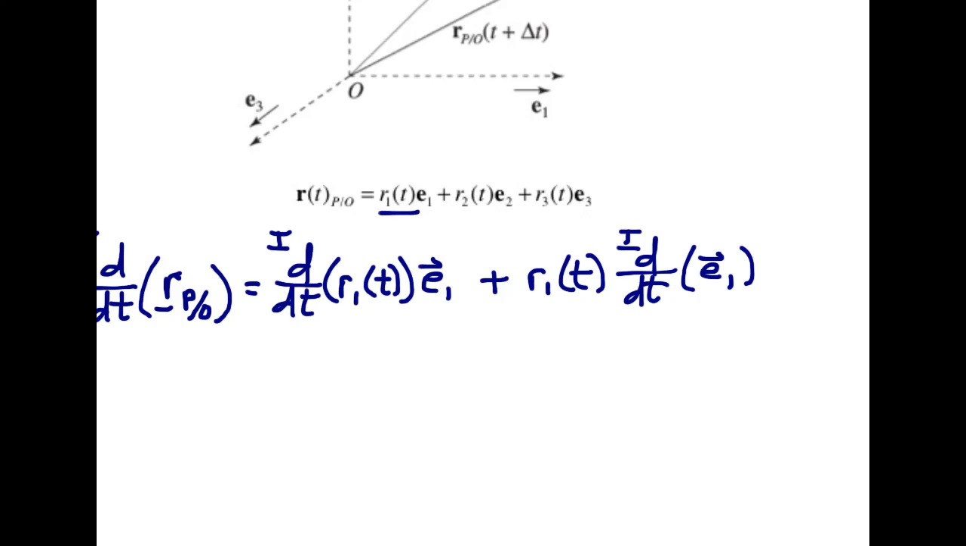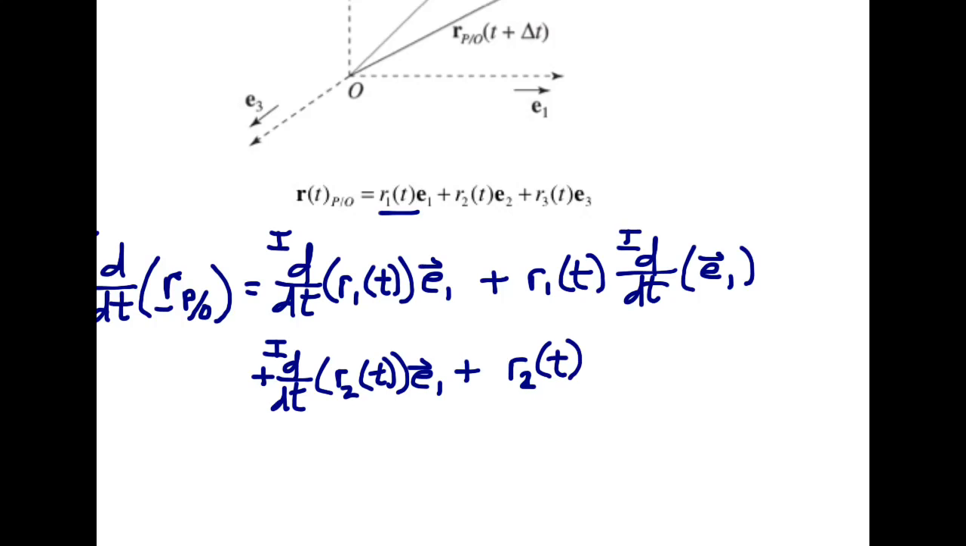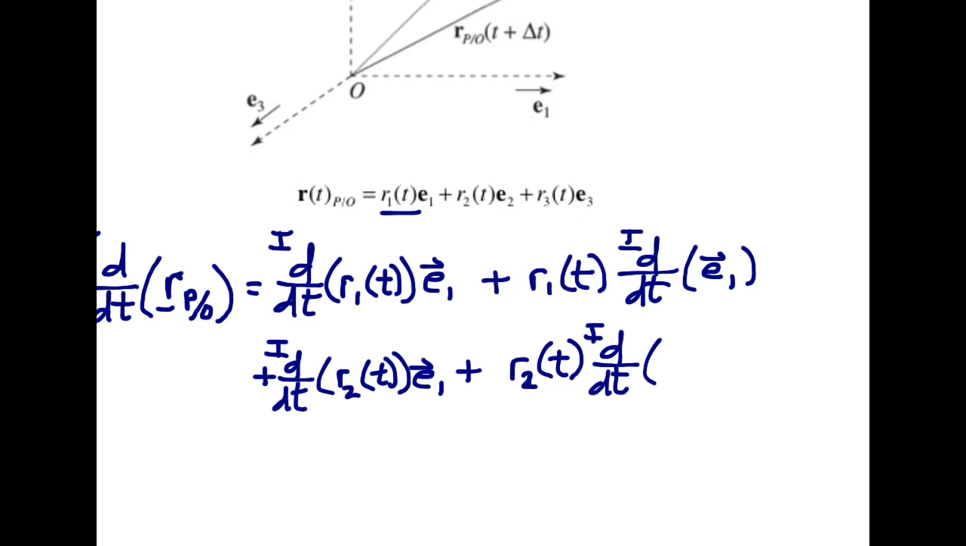We need to do the same thing to the next two terms. So as we write those out, the time derivative as observed in the inertial reference frame of r2 multiplied times the basis vector e sub 2, plus r2 multiplied times the time derivative of the basis vector e sub 2, for both of these.